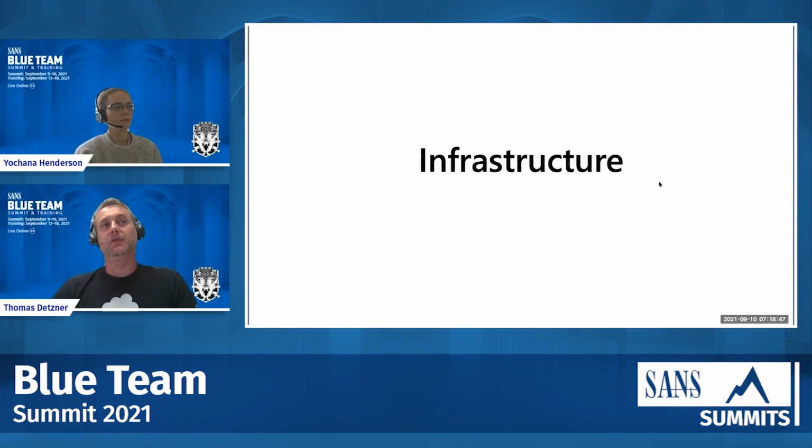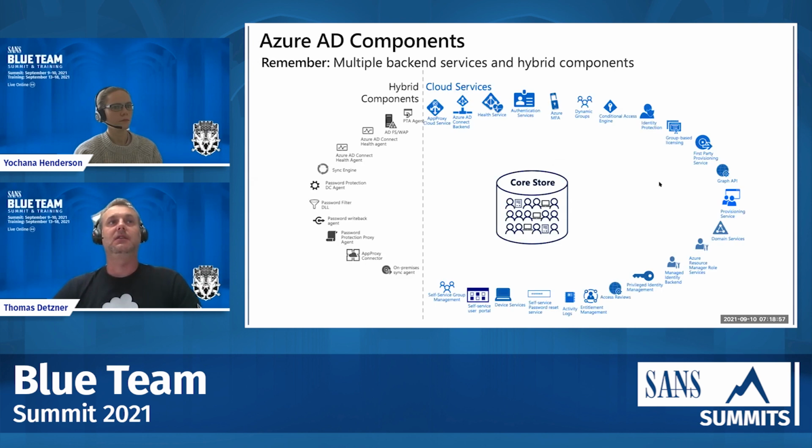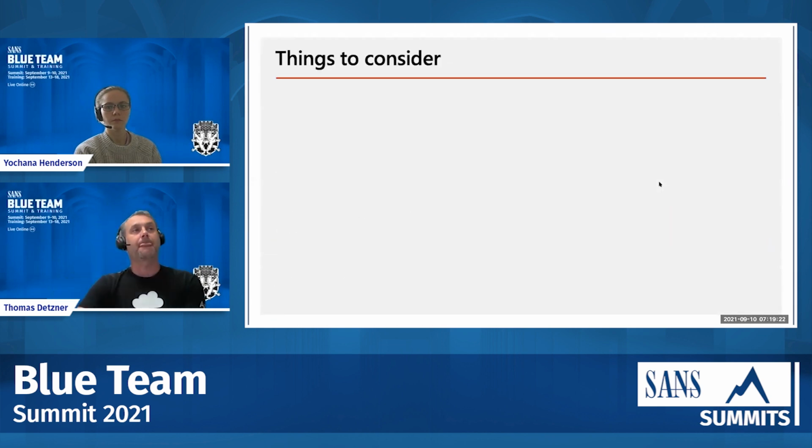Moving over to the infrastructure piece. That's the last piece of the guidance that we've created. As a recap, as Yochana mentioned at the beginning, it's key to understand what Azure AD really is and how it is made up. It's not Active Directory in the cloud. It's so much more. It's so many more microservices that are running. And depending on your setup, it may contain several on-premises components as well that you should have under close or proper auditing and monitoring. Let's have a look.